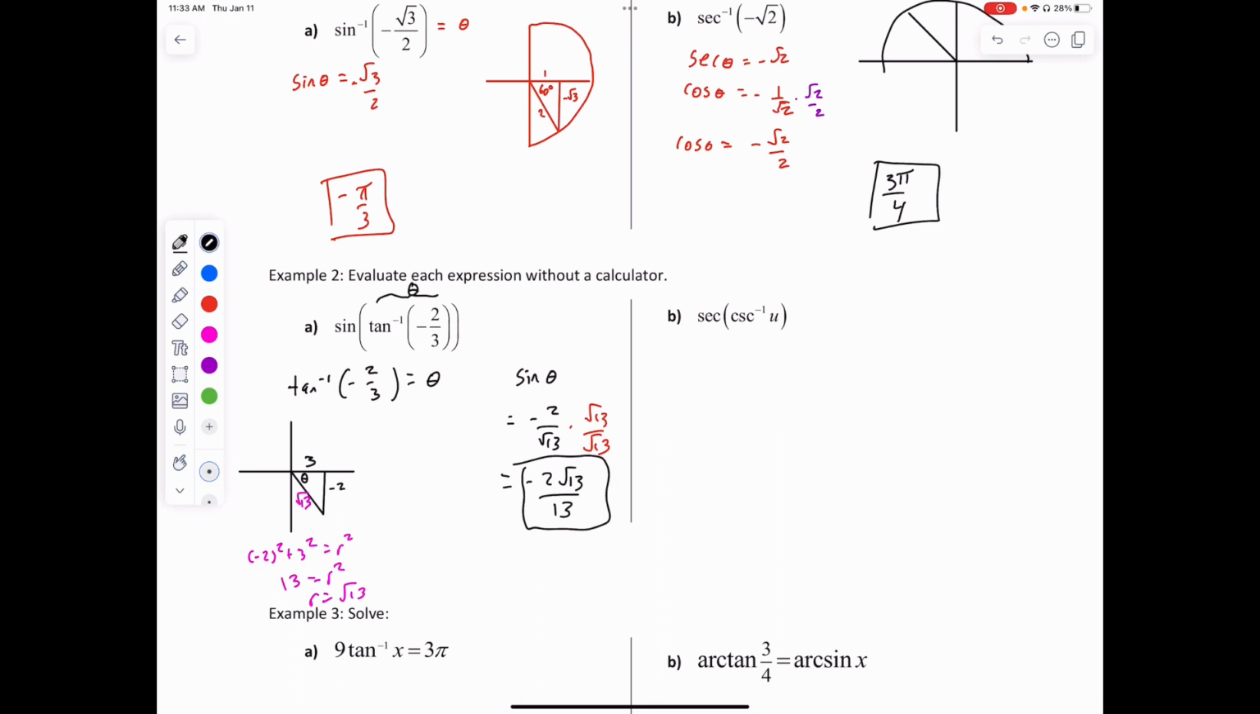All right, in this next problem, they're not giving us a specific value. They're just saying the cosecant inverse of u. So really, this is my theta, and I'm trying to find the secant of that theta. Well, theta being equal to the cosecant inverse of u is the same thing as saying the cosecant of theta must be equal to u, or I'm going to say u over 1. Why would I do that? Well, let's sketch a little picture here.